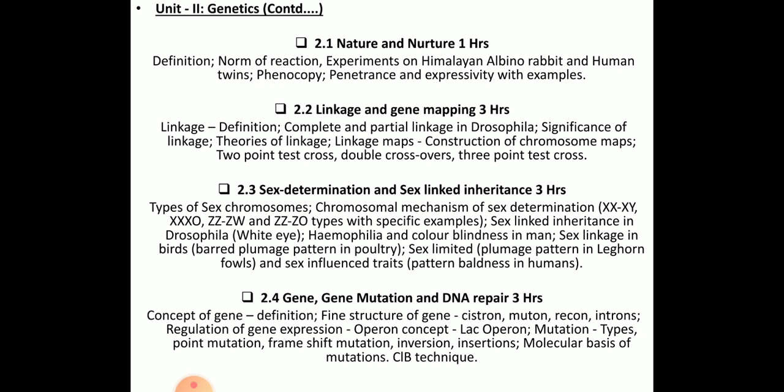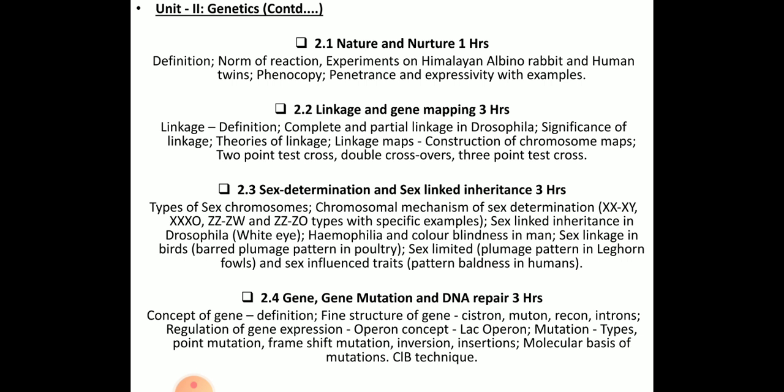Whereas in the third subunit, we'll be studying sex determination and sex-linked inheritance, types of chromosomes, that is sex chromosomes, then the chromosomal mechanism of sex determination. There are different types like XX-XY, XX-XO, ZZ-ZW, ZZ-ZO. These are the different examples that come under the chromosomal mechanism of sex determination. Mainly we can study in humans and different types of animals along with sex determination. Then sex-linked inheritance in Drosophila.